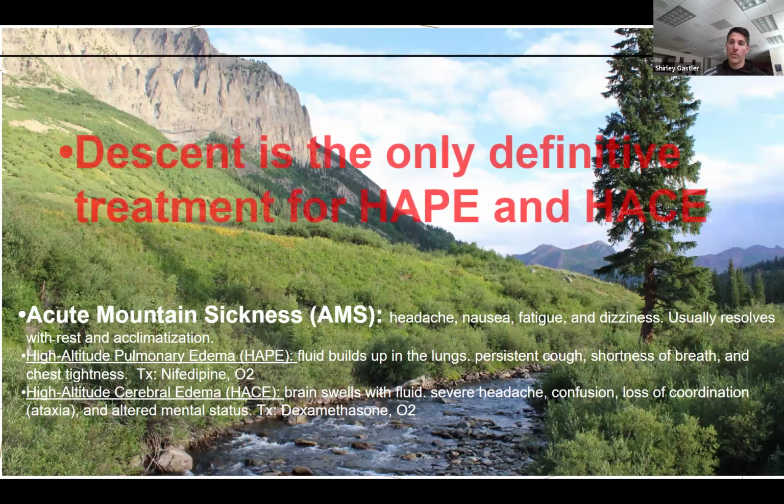But really, truly, the only definitive treatment of both of these is descent. So, got to get them to lower altitudes. Most of the time, these are things that happen 12,000 feet above. The older we get, the less ability we have to adjust, especially in acute settings. So, it's not uncommon for even elderly folks to have symptomatology when they go to 5, 6,000 feet, where young kids can get to 12 to 14, no problem in a day. And it kind of goes from there in a sliding scale-ish.